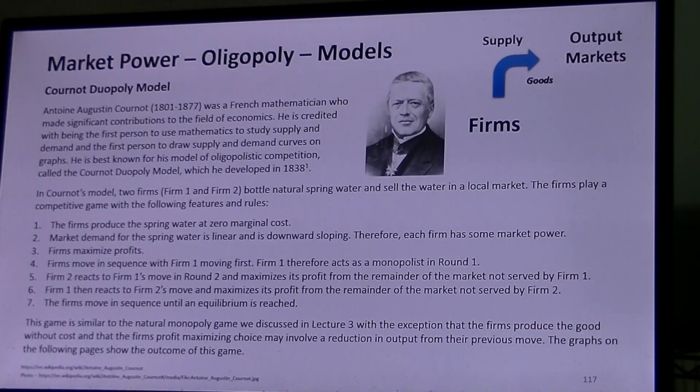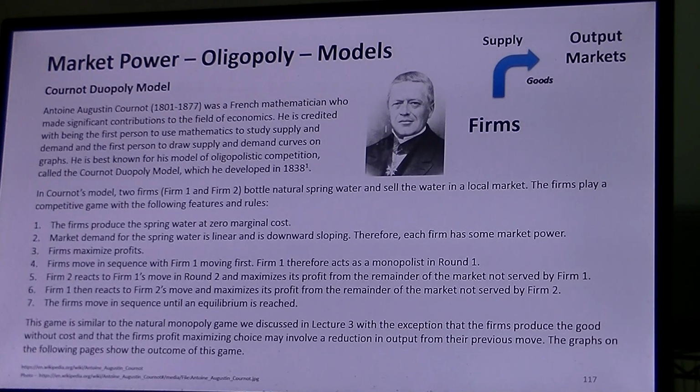So the firms play a competitive game, and it's very similar to the kinds of games that we've seen before in game theory models. This is a competitive game with the following features and rules. As I said, the firms produce the spring water at zero marginal cost. Second, market demand for the spring water is linear and downward sloping. In other words, the firms have market power. Each firm has market power since they face a downward sloping demand curve.